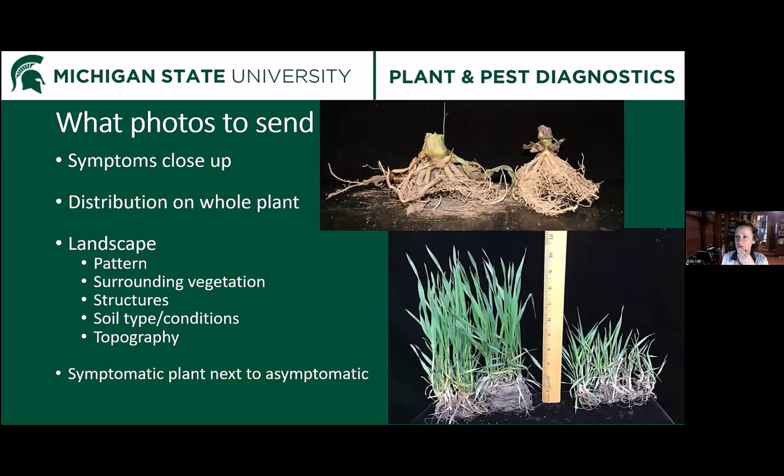The other thing that's helpful, if you have both plants with symptoms and plants that appear healthy, is to send photos of those side by side. So when you tell us that the wheat is stunted, like what we see down here on the bottom, we can visually see how stunted it is. Again, if you're sending in a physical sample, it's really nice for you to send us healthy and symptomatic plants, but sending a picture of those is very nice and helpful.